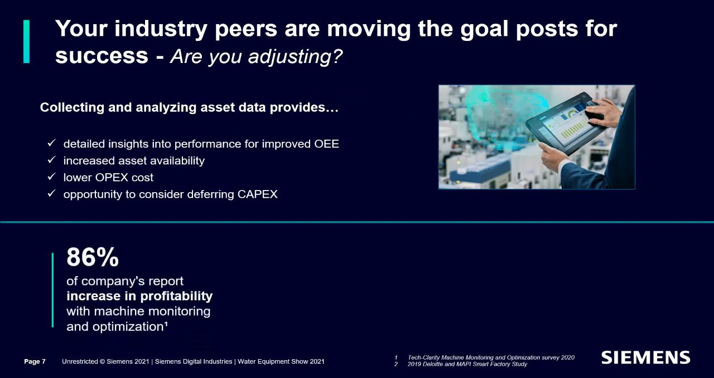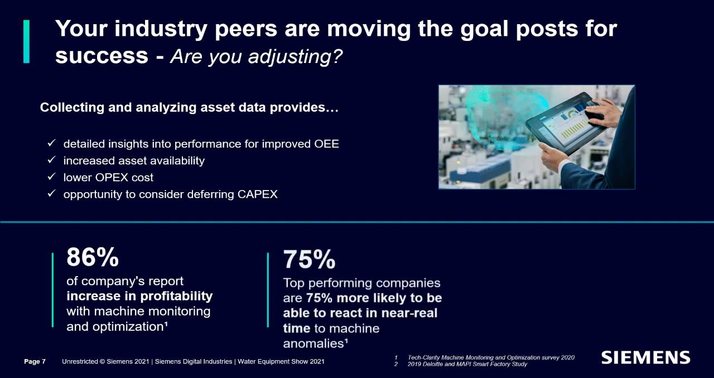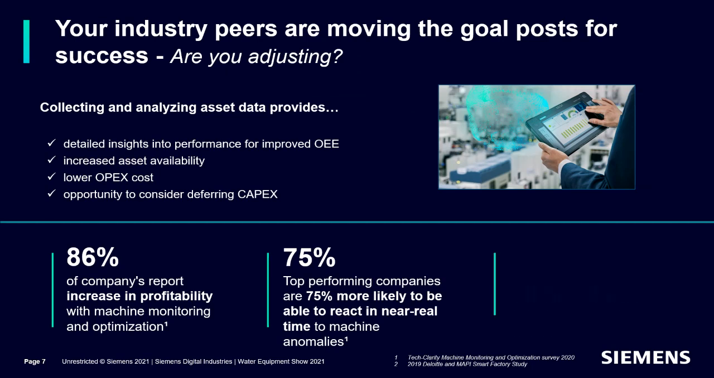Tech Clarity Machine Monitoring and Optimization Survey in 2020 showed that 86% of companies reported an increase in profitability, while 75% more are likely to be able to react in near real time. And supported by the 2019 Deloitte and MAPI Smart Factory study, showed that between 10 to 12% average gains in such areas as output, asset utilisation and labour productivity after they invested in smart factory initiatives.